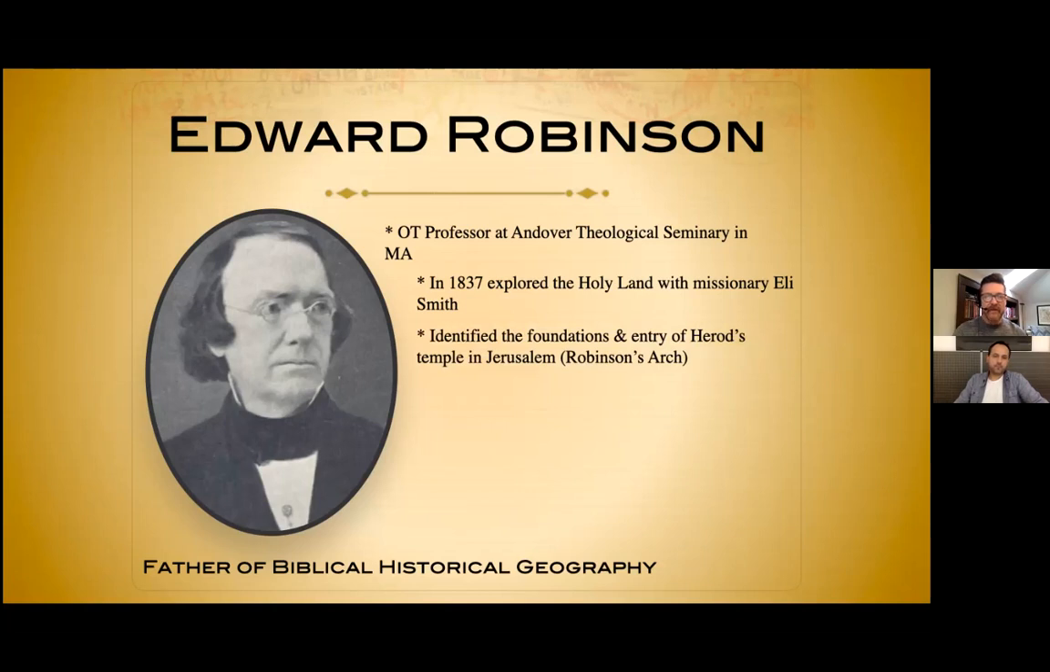Robinson identified the foundations and the entry of King Herod's temple in Jerusalem.